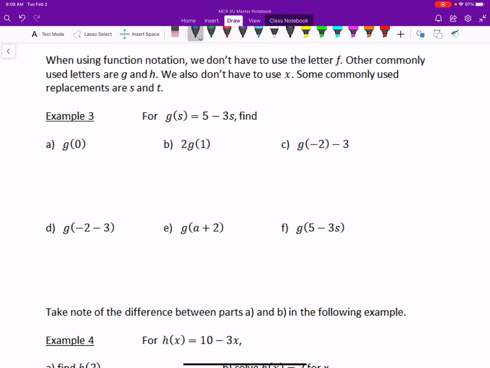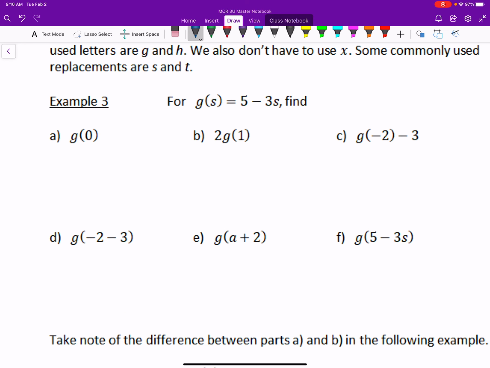When using function notation, we don't have to use the letter f. That's the most common thing, just like x and y are most common for when we're working with equations. Other commonly used letters are g or h, but they could be anything. We also don't have to use x. Some commonly used replacements are s and t. Think about a classic math teacher type problem where I talk about driving on the highway and I'm doing the relationship between distance driven and time. Well, I might use d and t in that case. So what's the distance driven for a particular time? Maybe time would be in hours, and I could substitute different values into my equation. So that's just an example of using different letters.